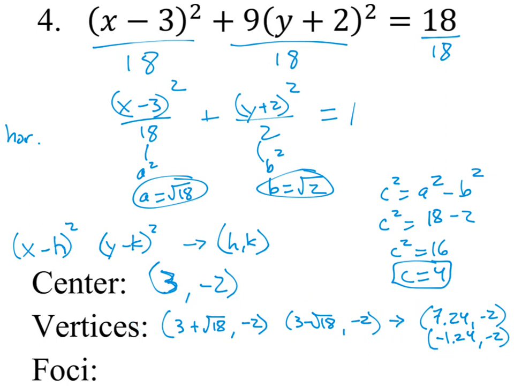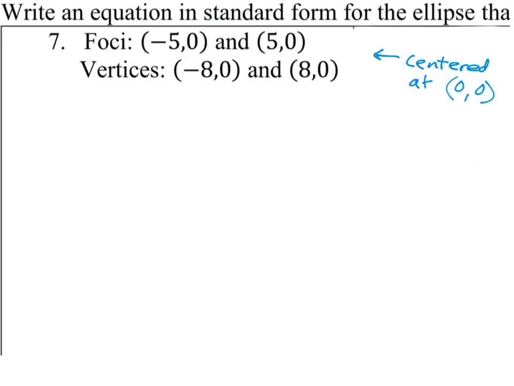The foci, again, you're going to take 3, and then you're going to be adding and subtracting 4. That's actually a much nicer calculation to do. So 3 minus 4 gives you negative 1. And then 3 plus 4 gives you 7, and you got your foci here. Luckily, you don't have to graph this. Let's move on to our next example.